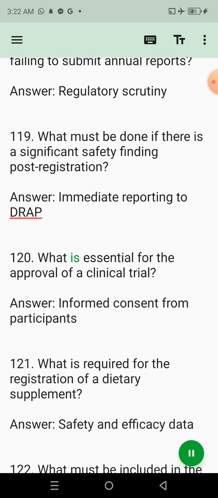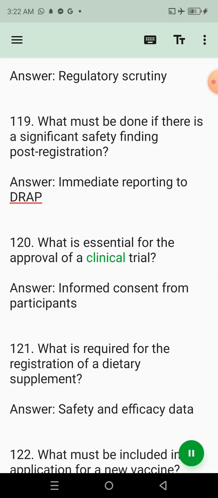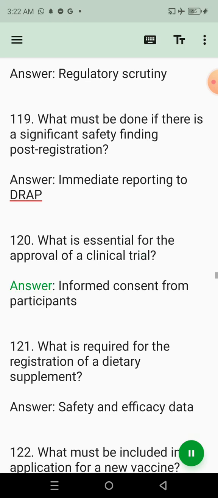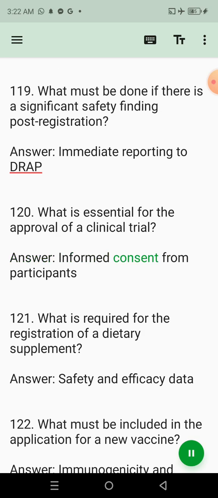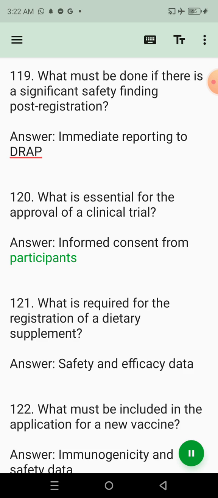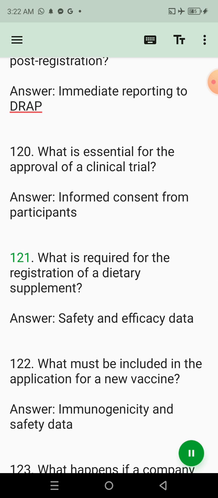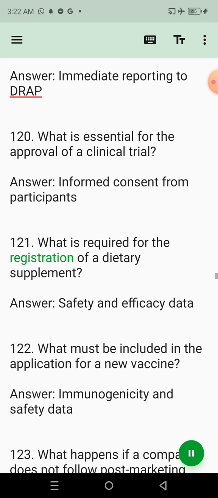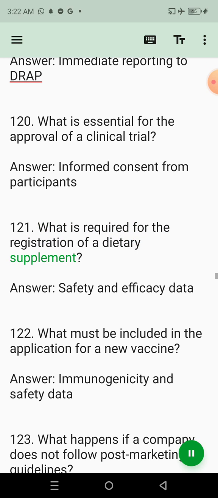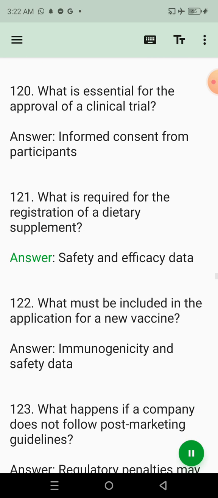120. What is essential for the approval of a clinical trial? Answer: informed consent from participants. 121. What is required for the registration of a dietary supplement? Answer: safety and efficacy data.